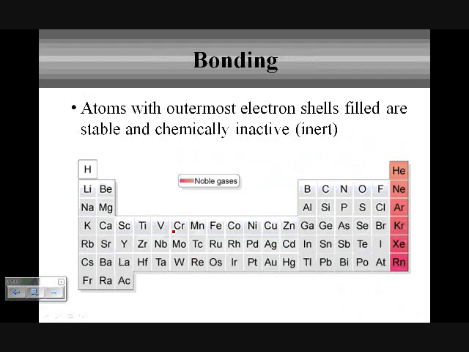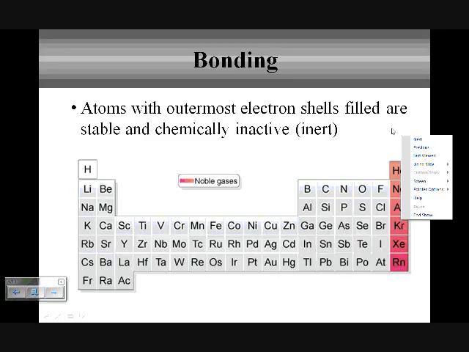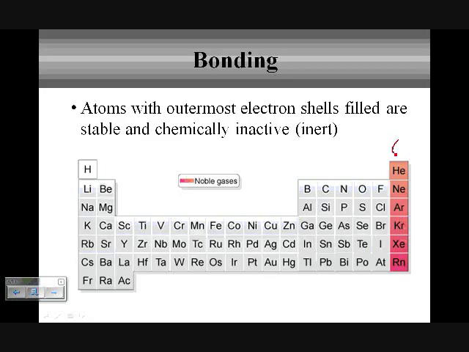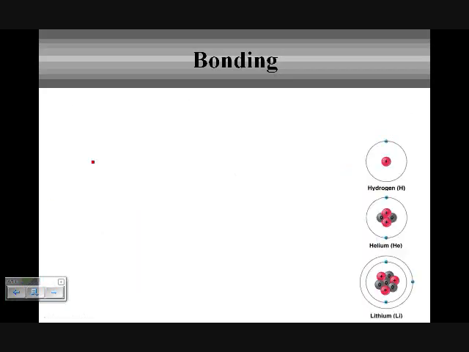when we talk about bonding, we can recognize that we have different atoms that are going to take on different properties and be more or less likely to react. It says there that atoms with the outermost electron shells filled are stable and chemically inactive, or inert. What we're talking about are these elements right here, which we refer to as the noble gases. Noble gases can exist on their own and aren't going to be bonding with anything else. They are inert. However, other atoms are going to be more likely to react with different atoms within the periodic table.